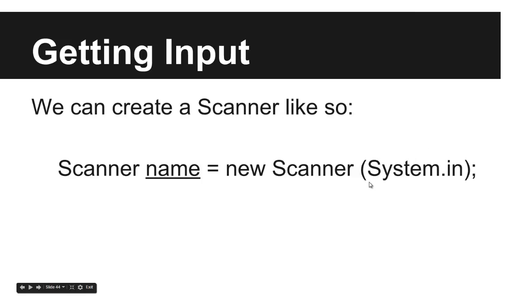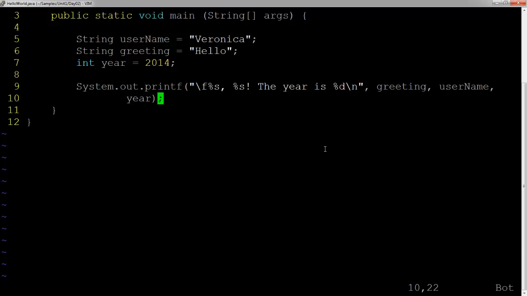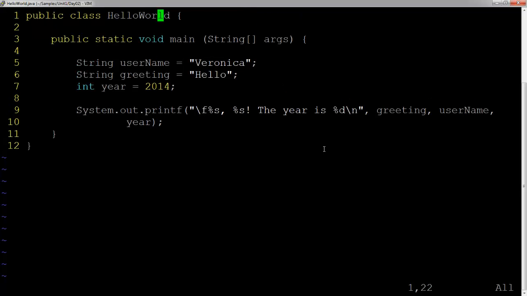So let's put this into practice real fast, and then we'll come back and look at some of the methods that are available to us. But right now, we're just going to use .next, which takes the next word. So we're back at our hello world, and we want to ask the user for a username, for a greeting, and then maybe for the year.